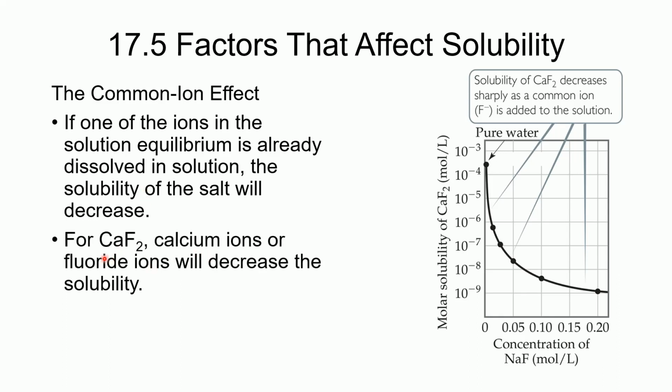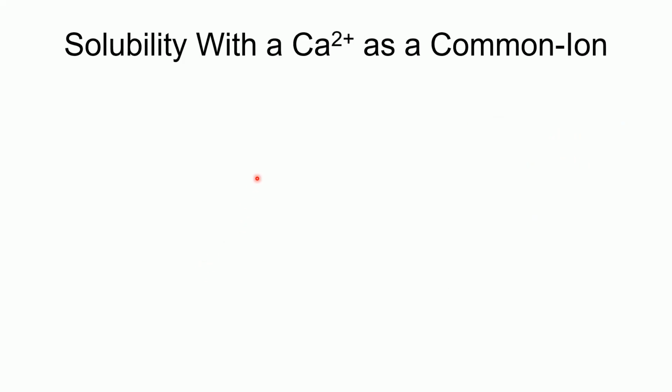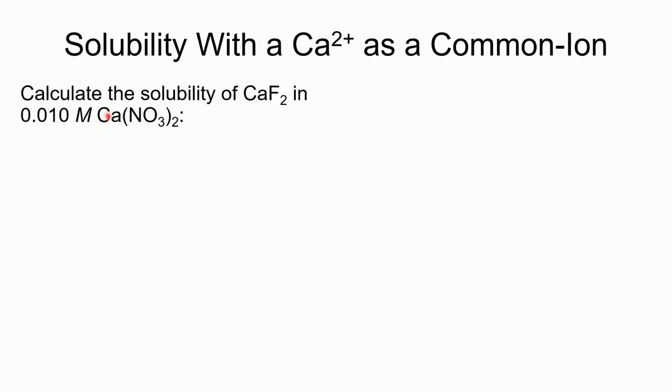For calcium fluoride, we could use either calcium ions or fluoride ions to demonstrate this solubility decrease, so I'm going to show you both. We'll start with calcium ion as the common ion. Here, calculate the solubility of calcium fluoride in 0.010 molar calcium nitrate. Calcium nitrate is a strong electrolyte, and the solubility of this is the concentration of the calcium ion. Here is our equilibrium for our weak electrolyte.